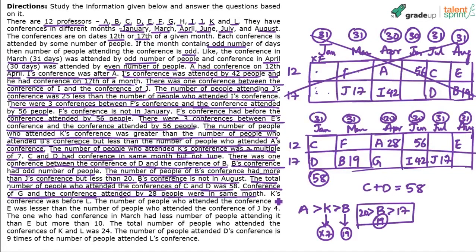Next, K's conference was before L. Remember this point. K comes before L, right? K's conference was before L. Now, immediately before L or not, we don't know, but K was before L.